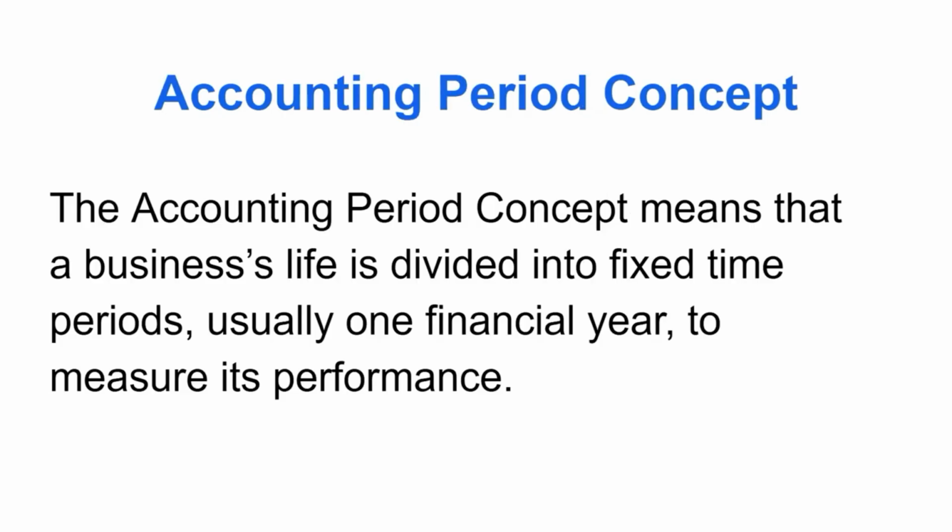Accounting period concept. The accounting period concept means that a business's life is divided into fixed time periods, usually one financial year, to measure its performance. This means that even though the business will continue to operate, we prepare the profit and loss account and balance sheet for one year to know the position of the business, if the business is making profit or loss.